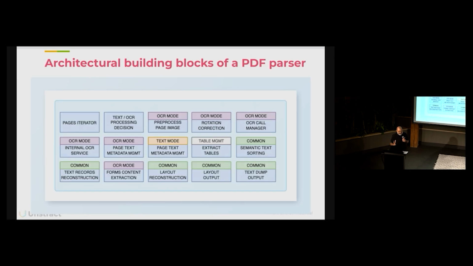Now, these are some of the building blocks that any production grade PDF parser will need to have. Depending on the kind of PDFs that you deal with, you may or may not require some of these modules. But anything that's professional needs to have at least these modules in place, right? So this is more of a starting point, really, right?